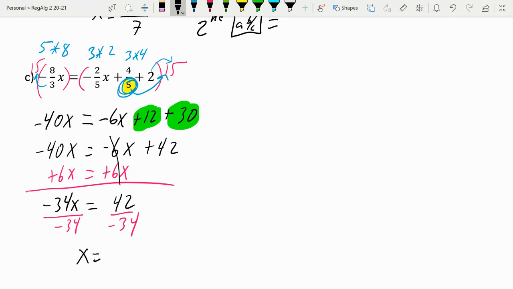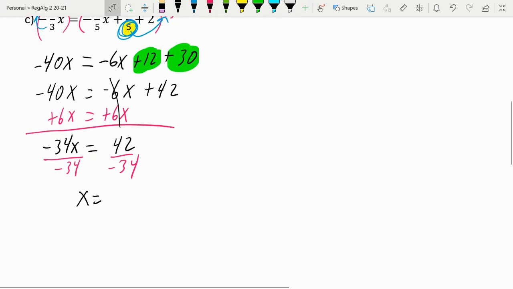So I have x is equal to negative 42 over 34. Well, I know that I can reduce that because they're both even numbers. So I could either say, all right, I can divide it by 2, start going through that, or I could grab my calculator.